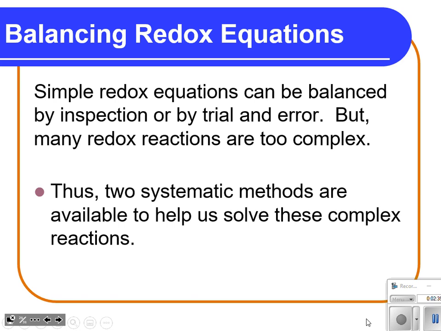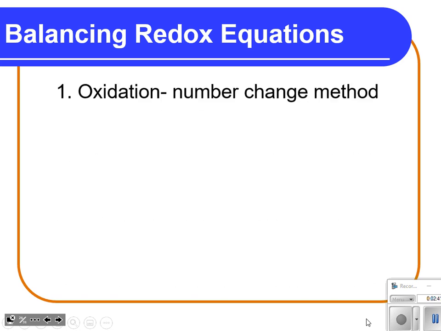Those two methods are the oxidation number change method, which is the one that we are going to do today, the one that I am going to teach you, because I think that one is the easier of the two. And the second one is the half reaction method.